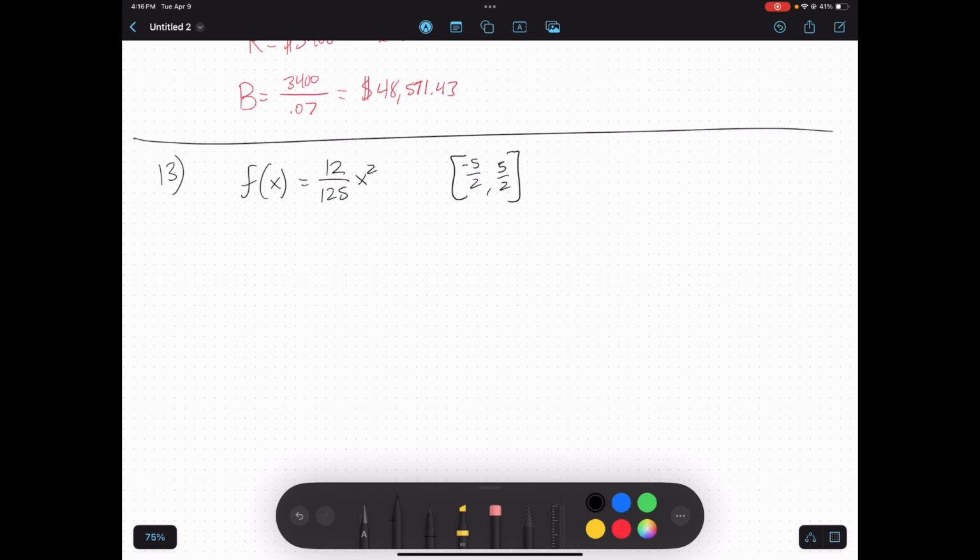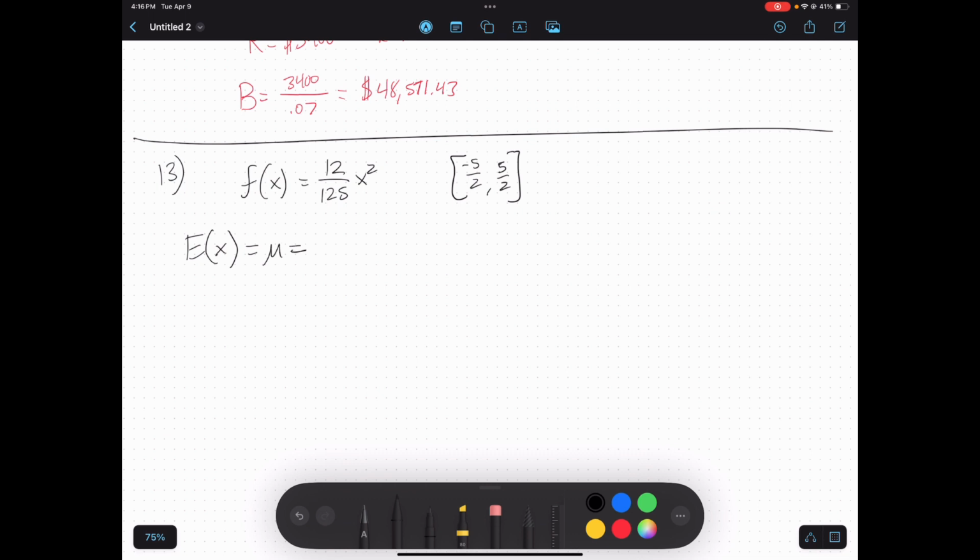Okay, so I have my interval. My interval is from -5 over 2 to +5 over 2. So this is the interval that my probability density function is defined. And my function is 12 over 125 x squared. There's my probability density function. Well, let's take a look at my expected value.